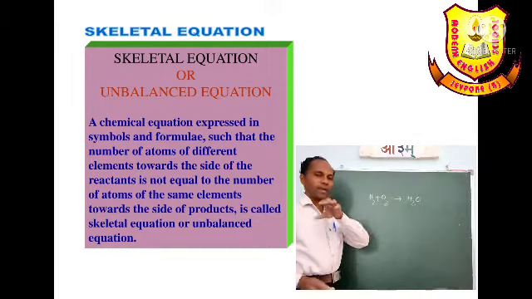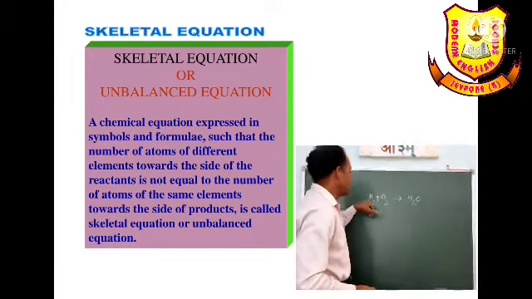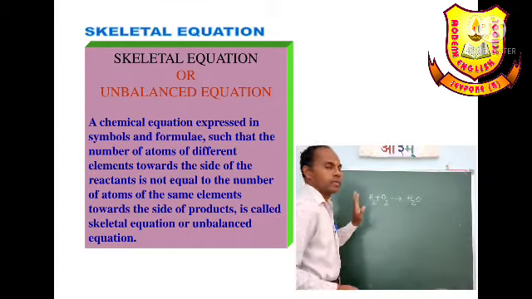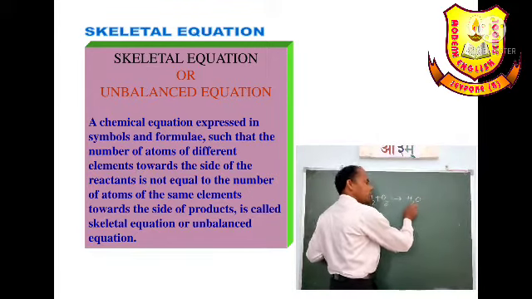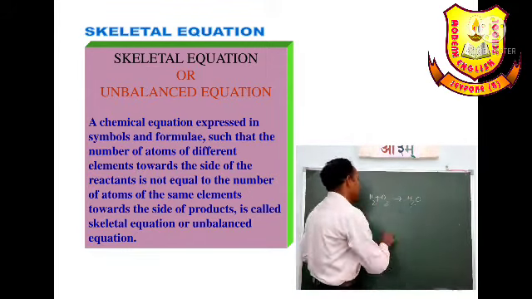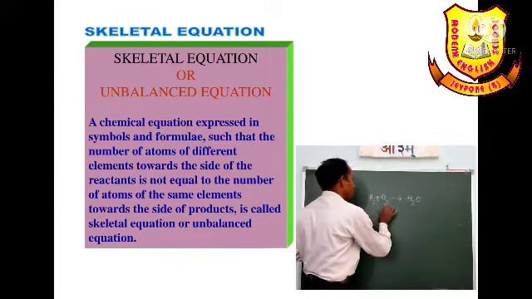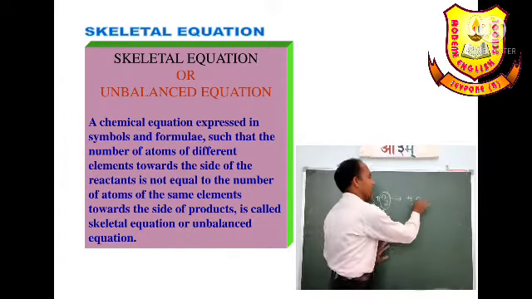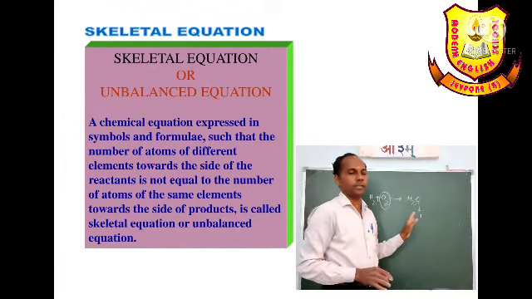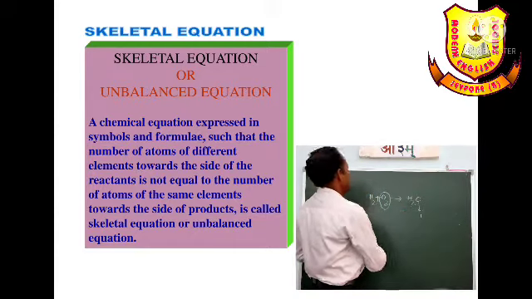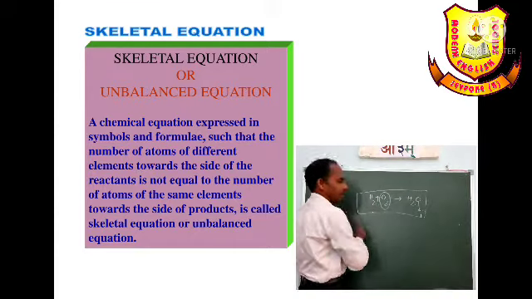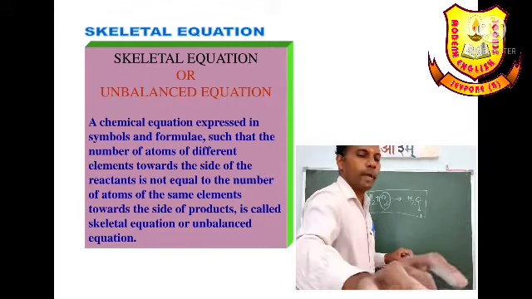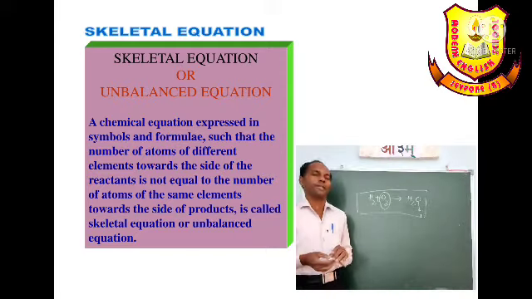Here the number of atoms of the hydrogen element towards the left hand side is 2, and the number of hydrogen atoms towards the product side is 2. It is balanced. But the number of atoms of oxygen towards the left hand side is 2, but towards the right hand side it is 1. So it is unbalanced. So this one is the skeletal equation. And here it should be balanced to obey the law of conservation of mass.